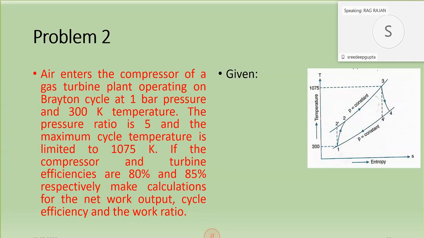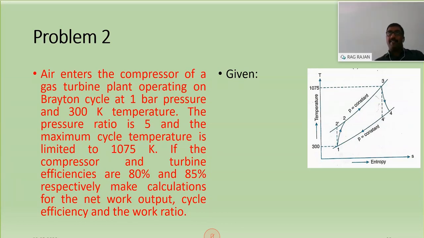This is question number 2. In the previous question, we haven't considered the compressor efficiency or the turbine efficiency. Here, in this problem, we are going to consider the compressor efficiency and the turbine efficiency. The question is, air enters the compressor of a gas turbine plant operating on Brayton cycle at 1 bar pressure and 300 Kelvin temperature. The pressure ratio is 5 and the maximum cycle temperature is limited to 1075 Kelvin. The compressor and turbine efficiencies are 80% and 85% respectively. Make calculations for the net work output, cycle efficiency, and the work ratio.